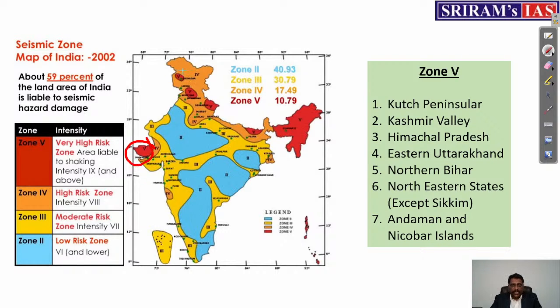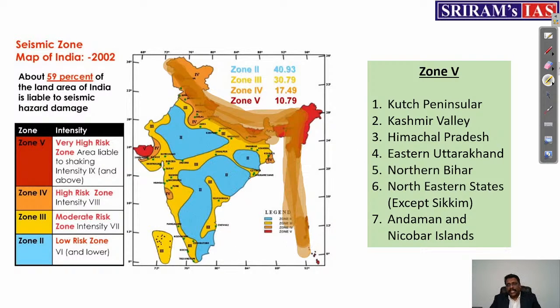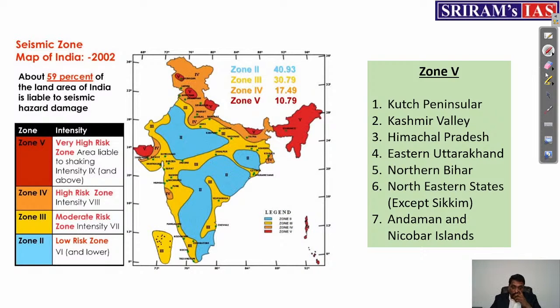Kutch Peninsula, Kashmir Valley, Himachal Pradesh, Eastern Uttarakhand, Northern Bihar, Northeastern states except Sikkim, Andaman and Nicobar Islands. See, except Rann of Kutch or Kutch Peninsula, the rest of the regions, I find one thing in commonality. What is that common element, if you ask me? Directly or indirectly, they are Himalayas. Either they are in the extension of Himalayas or the indirect extension of Himalayas in the name of Andaman and Nicobar Islands. Andaman and Nicobar Islands are also what? The immediate extension of Arakan Yoma Mountains and indirect extension of Himalayas.